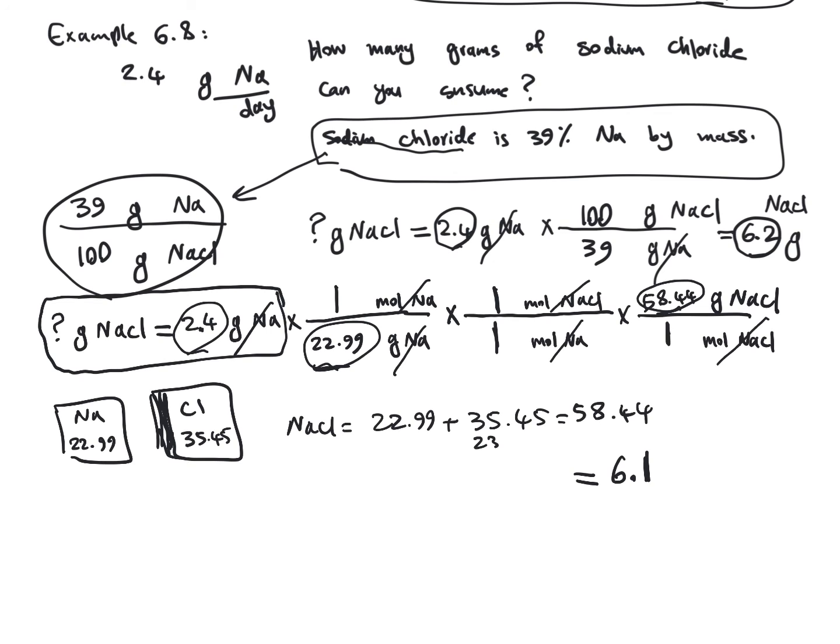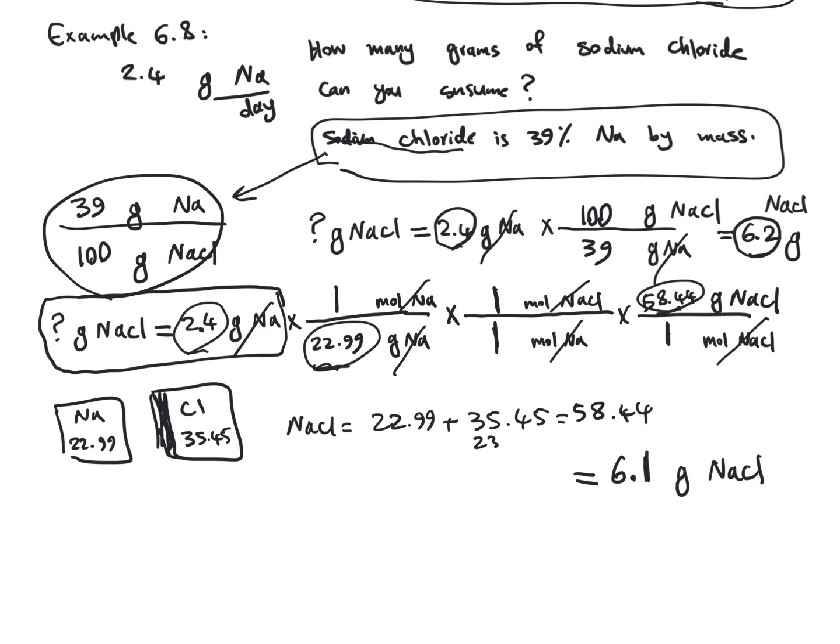Okay. And so this would be grams of NaCl, 6.1. And you see here that based on the experimental value for mass percent composition, we got 6.2. So you see that the numbers are really similar. And the discrepancy is the difference between the calculation and the experimental value.